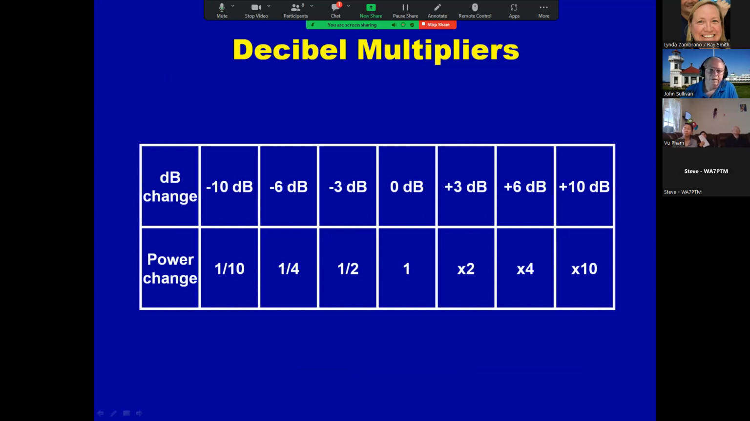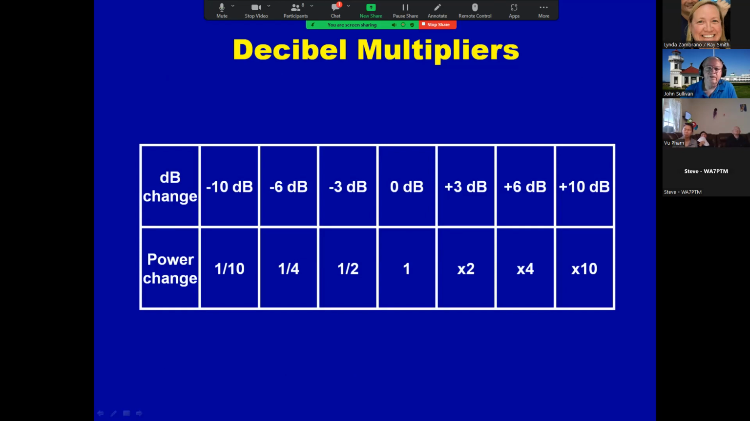You've got, let's call it 1 watt here in the middle where it says 0 dB. There's no change in anything. If I go plus 3 dB, I've doubled it. I now have 2 watts. If I go to a 6 dB increase, I quadruple it. It's 4 watts. If I have a 10 dB increase, it's 10 watts.